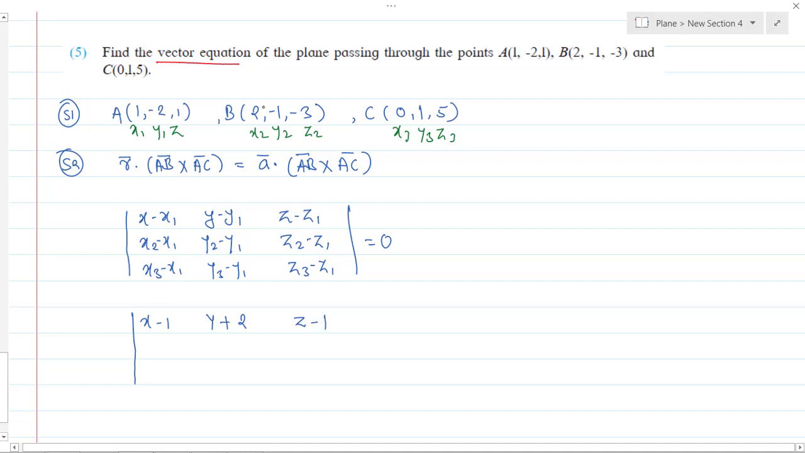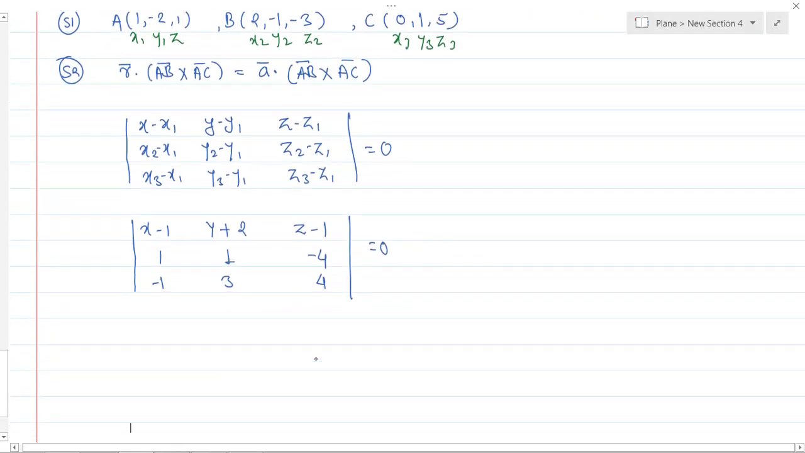x2 minus x1 मतलब 2 minus 1, so 1. Then minus 1 minus (minus 2), so minus 1 plus 2 हो गया 1. Then we have minus 3 minus 1 becomes minus 4. Then x3 minus x1, so 0 minus 1 is minus 1. 1 plus 2 is 3, and 5 minus 1 becomes 4, and this equals 0. Now let's solve this determinant and get the answer.